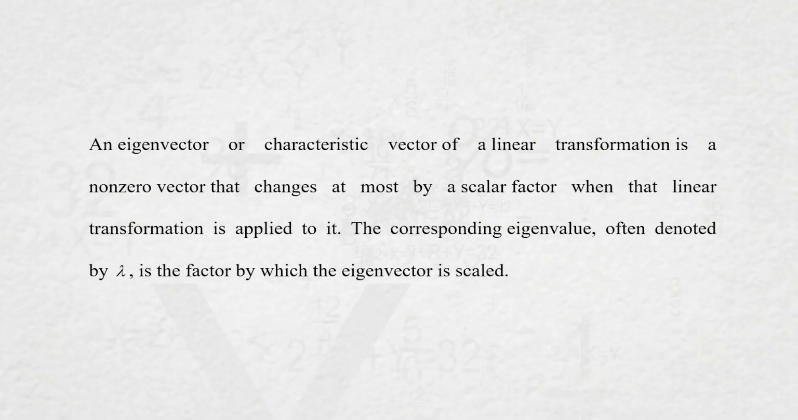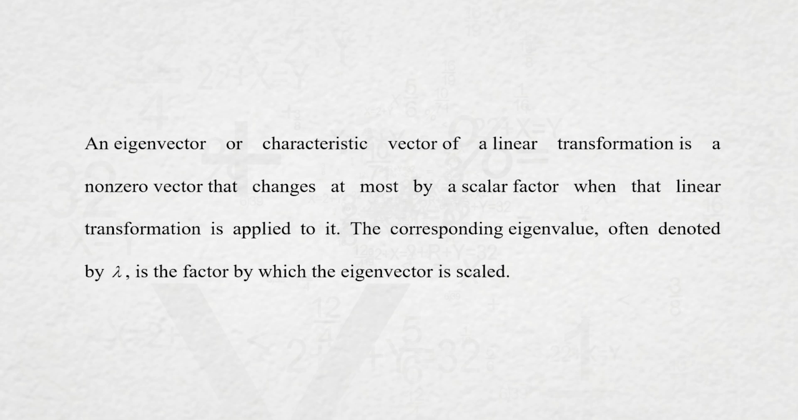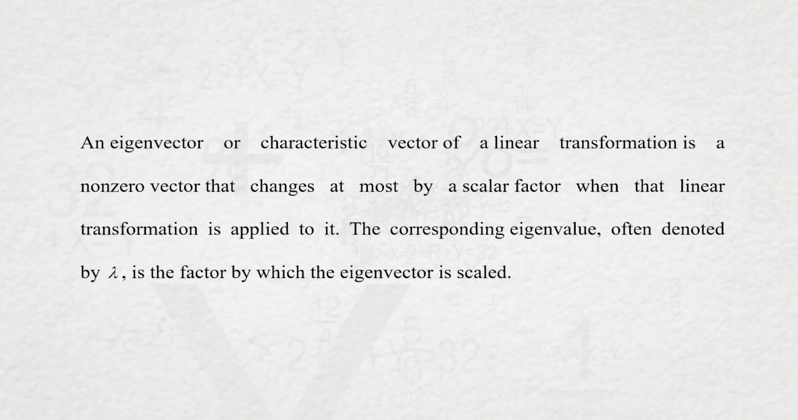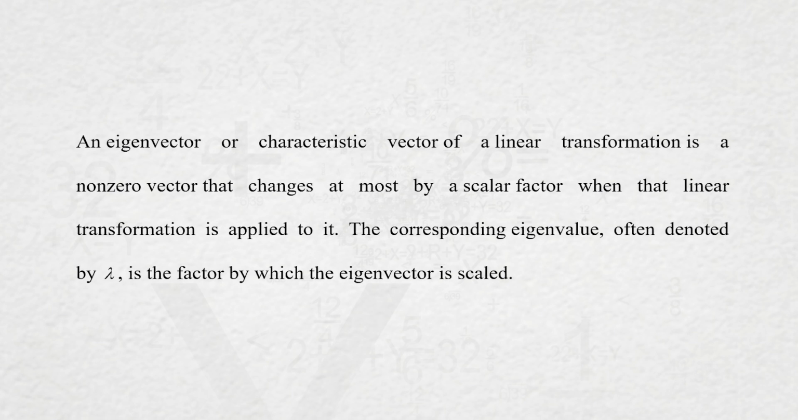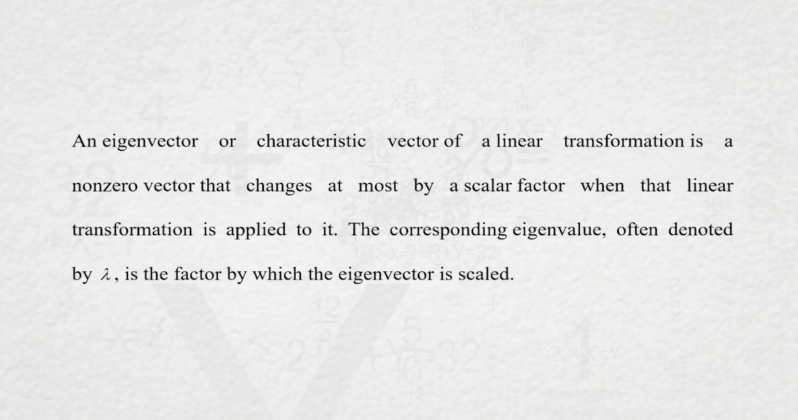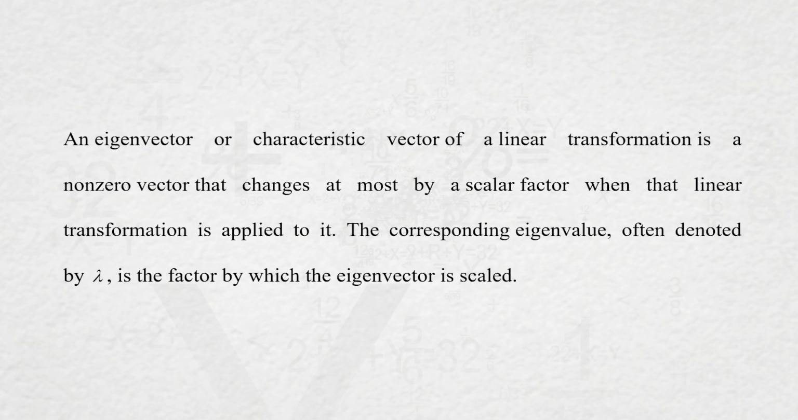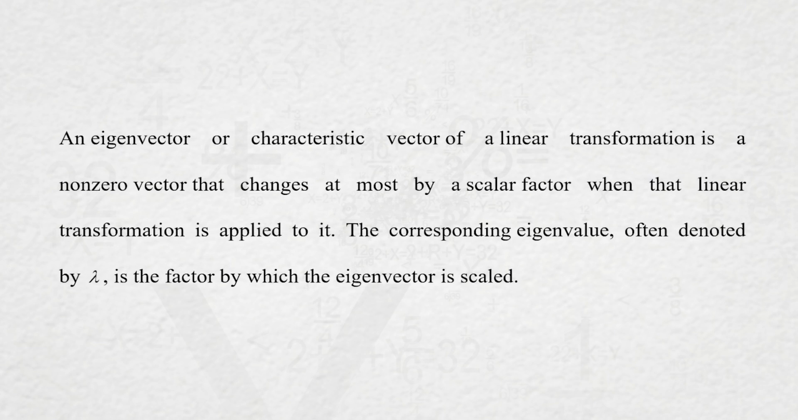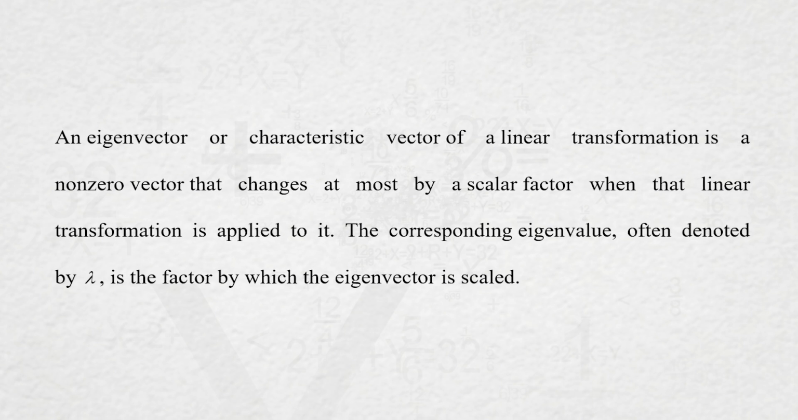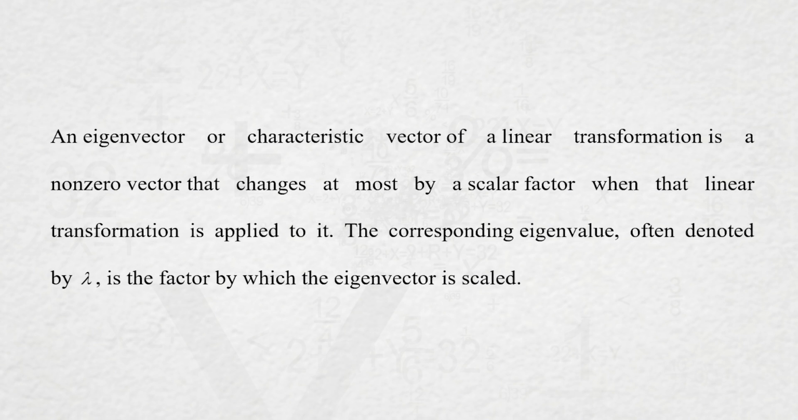An eigenvector or characteristic vector of a linear transformation is a non-zero vector that changes at most by a scalar factor when that linear transformation is applied to it. The corresponding eigenvalue, often denoted by lambda, is the factor by which the eigenvector is scaled.